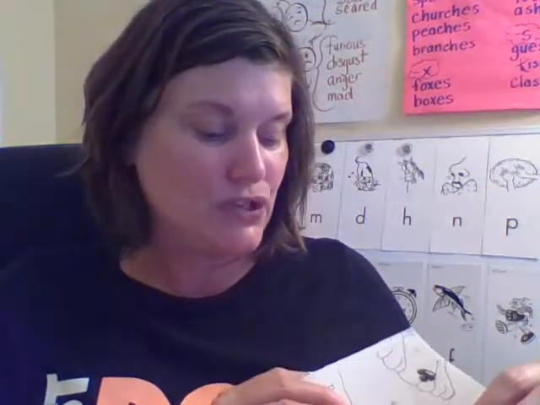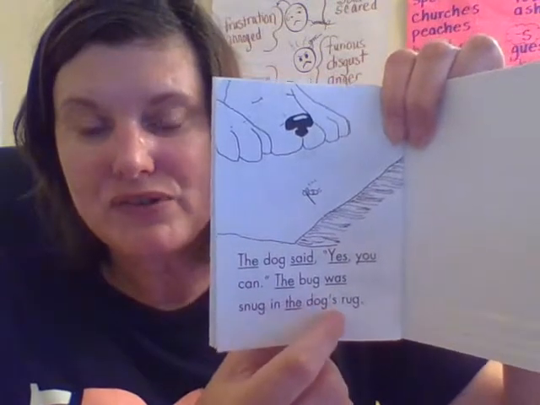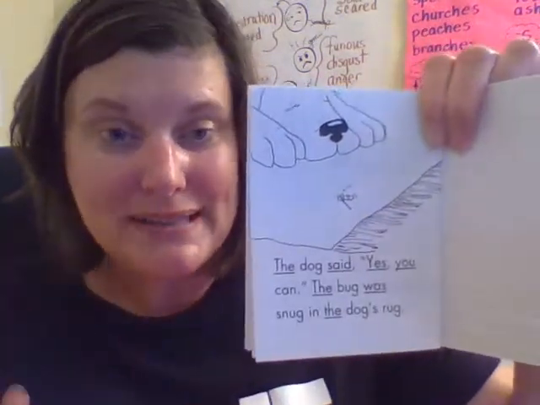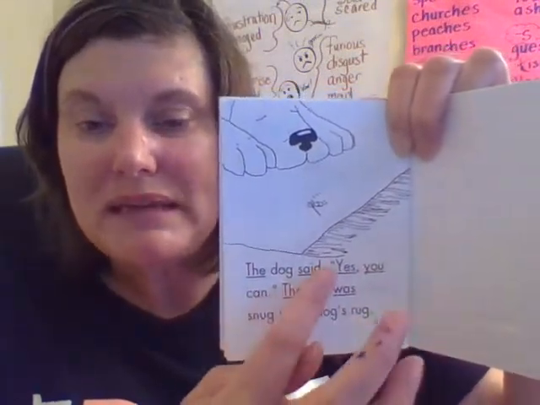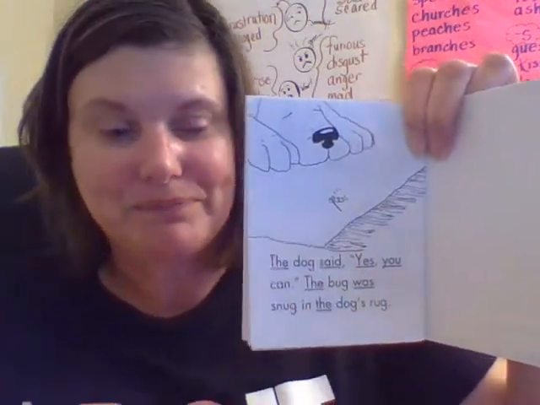Wow, there was a lot of really neat things for us to look at in this story. Ownership, shown by apostrophe S. Speaking sentences, also called dialogue. And we know there is dialogue or a speaking sentence because there are quotation marks before and after.